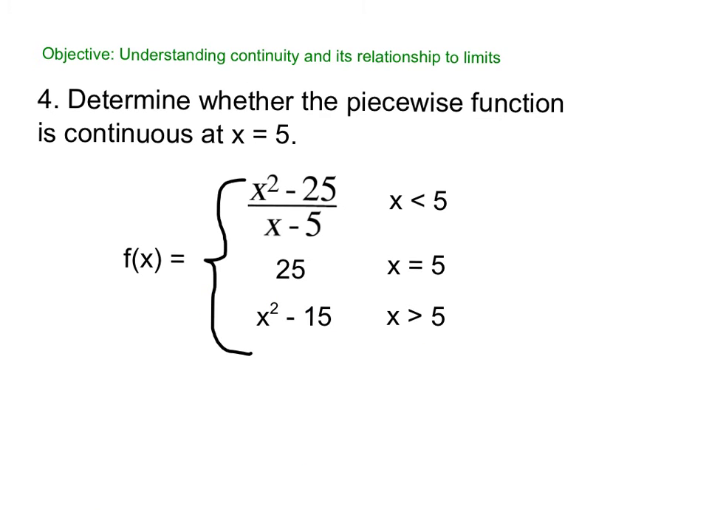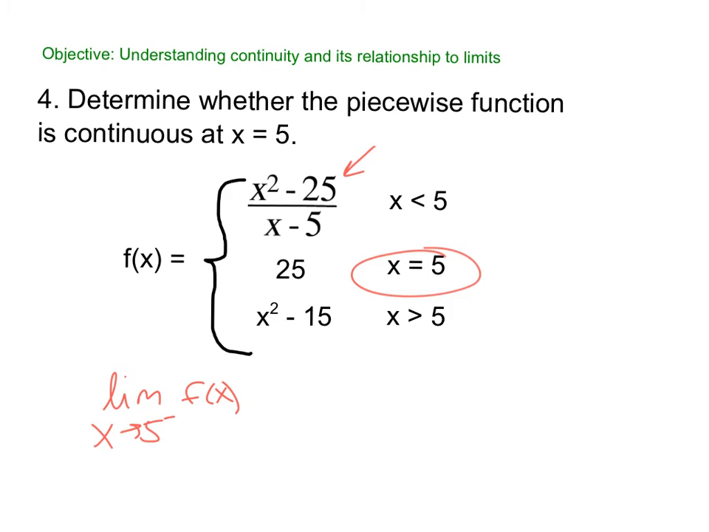All right, determine whether the piecewise function is continuous at x equals 5. So we know that it's in the domain, right? x equals 5 is in the domain because of this. Now we have to check, does the limit exist? So what's the limit as x approaches 5? The limit as x approaches 5 from the left of f of x, that's the top function, right? Now if we try to plug 5 into this, that doesn't work.